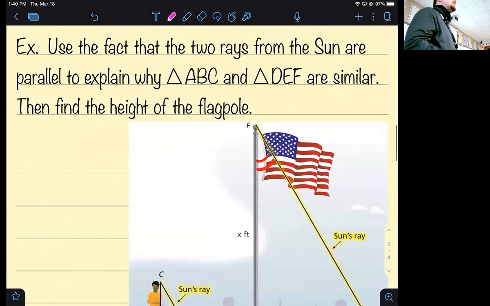All right, now let's get to the side lengths. This is the really important part of this section, in my opinion, the side lengths. It says use the fact that the two rays from this, oh, this is what we're doing tomorrow.